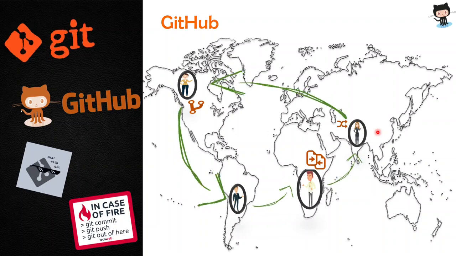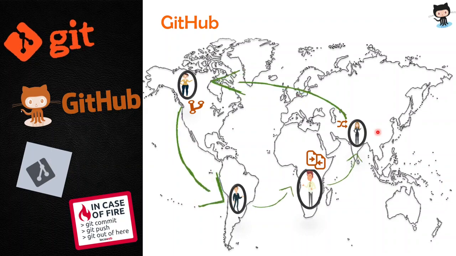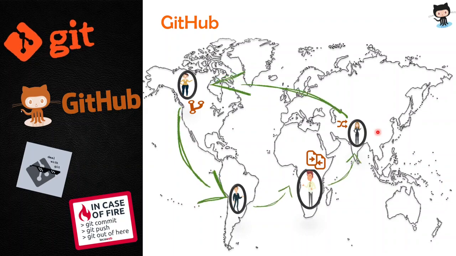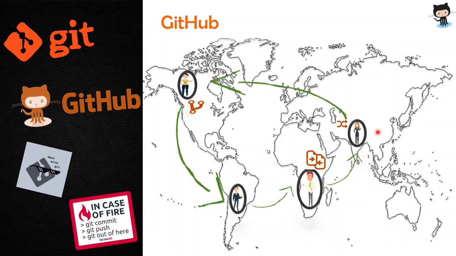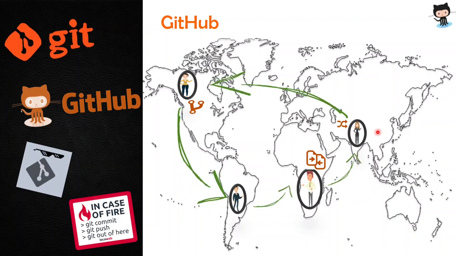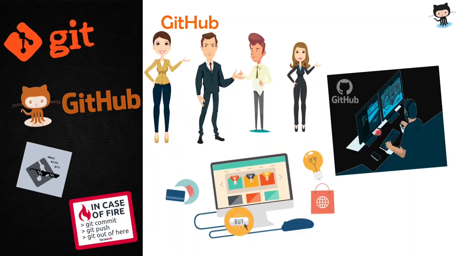Now the question comes, how do they do this? I mean, how do they collaborate? How do they work together since they are working on the same project? So how do they do this? They do it with the help of GitHub. But still the question comes, how? So now let us take up a scenario over here.